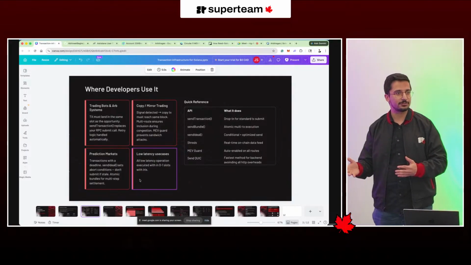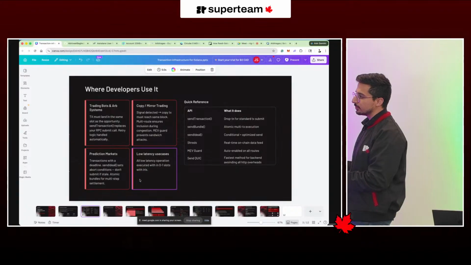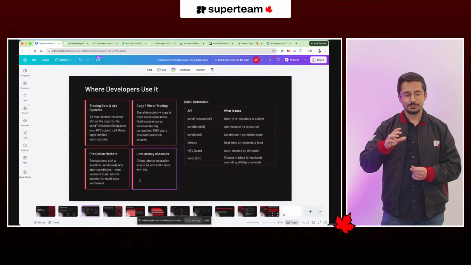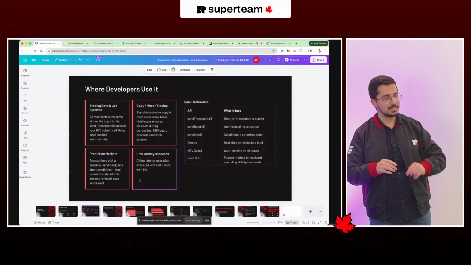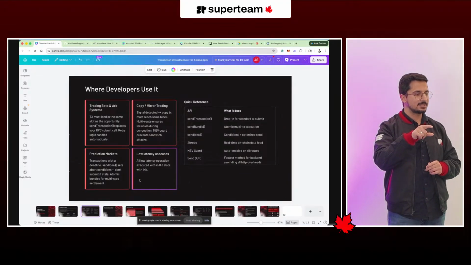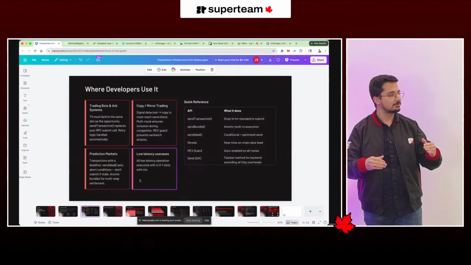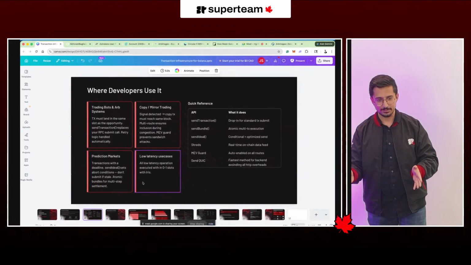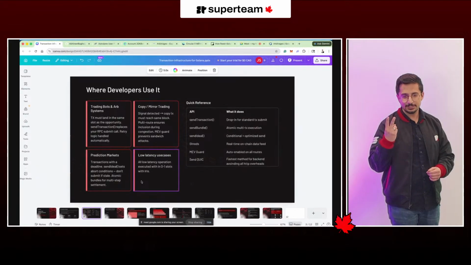That could be your project for Colosseum. You could also build a copy trading bot. What a copy trading bot does is you look at somebody's wallet and you're like, this wallet is trading quite well, makes a lot of money. PNL is good. I want to trade like him, right? So to do that, you need two things.